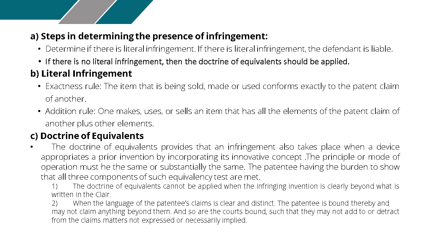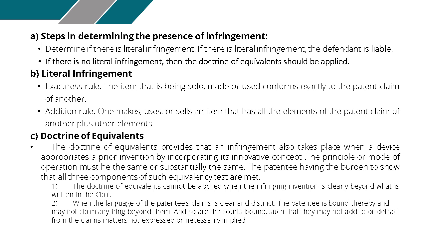Now, steps in determining the presence of infringement. Determine if there is literal infringement. If there is literal infringement, the defendant is liable. If there is no literal infringement, then the doctrine of equivalence should be applied. What do you understand by literal infringement? It is called the exactness rule. The item being sold, made, or used conforms exactly to the patent claim of another. Exactly. That is the exactness rule. Additional rule: one makes, uses, or sells an item that has all the elements of the patent claim of another plus other elements. That is the additional rule.